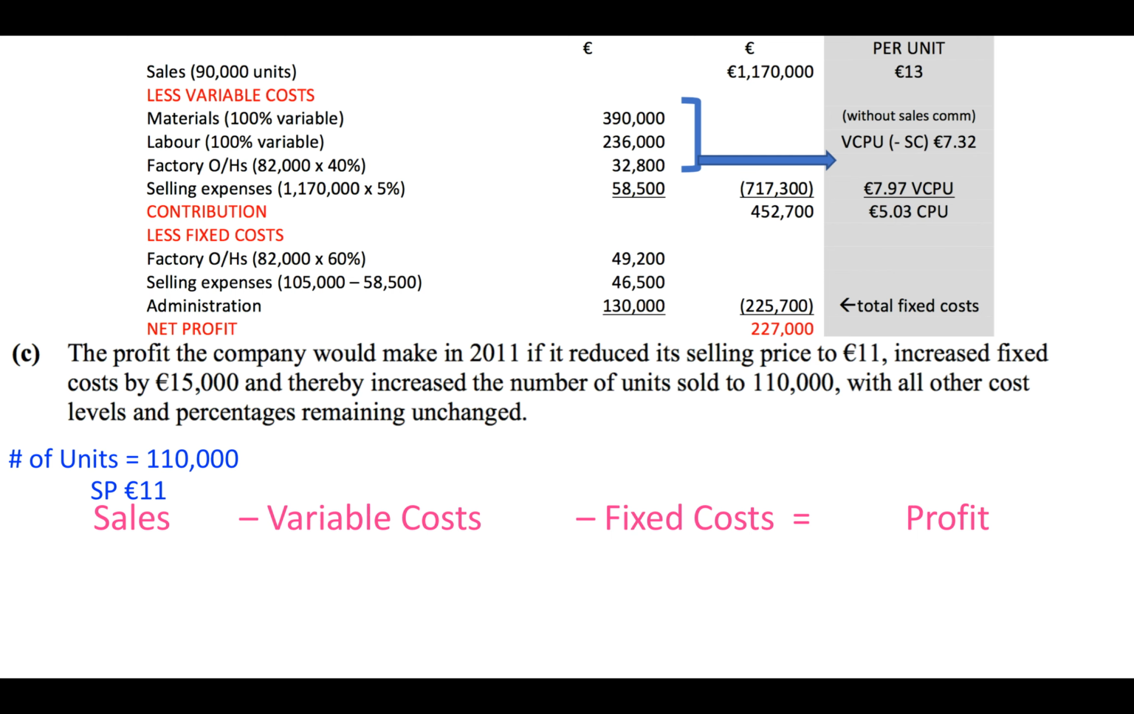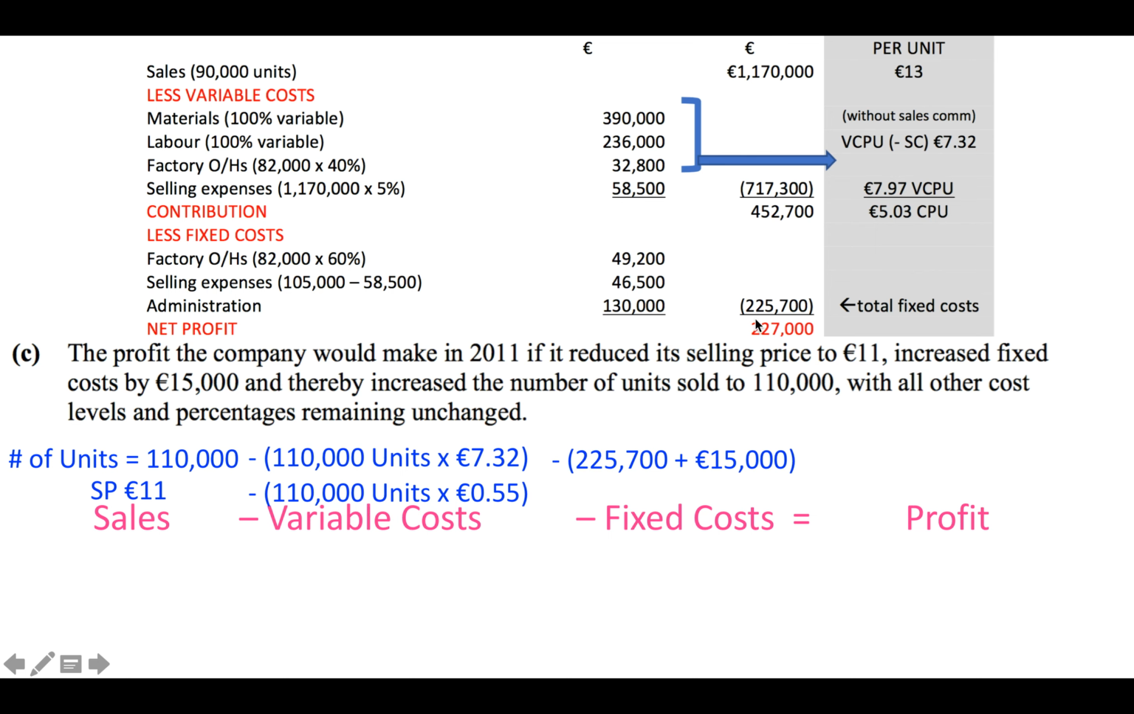Then I'm going to minus the variable cost. So beware here, this is the variable cost that I'm going to use, and then I'm going to add 5% of €11, which is going to be my new sales commission. So minus the 110,000 units by 7.32, which is my variable cost without selling commission, and then multiplied by 0.55, which is 5% of the new selling price. Then I'm going to increase my fixed costs by €15,000. So you've got 225,700 plus €15,000.